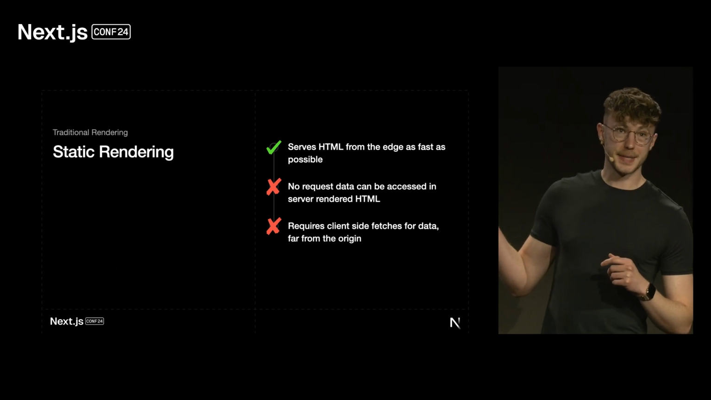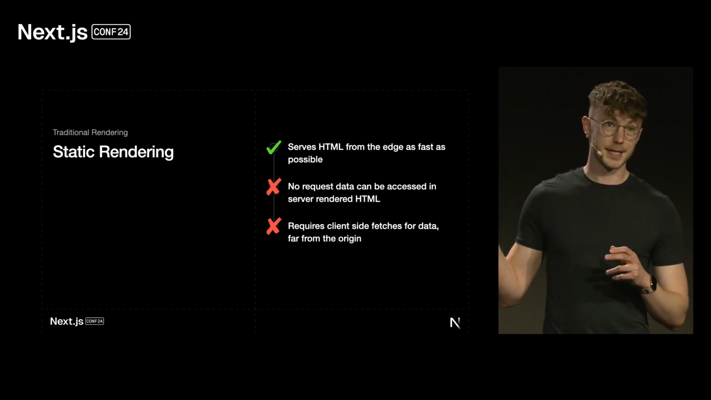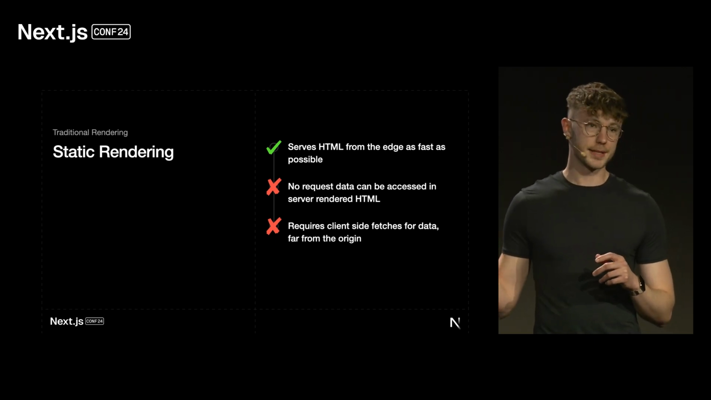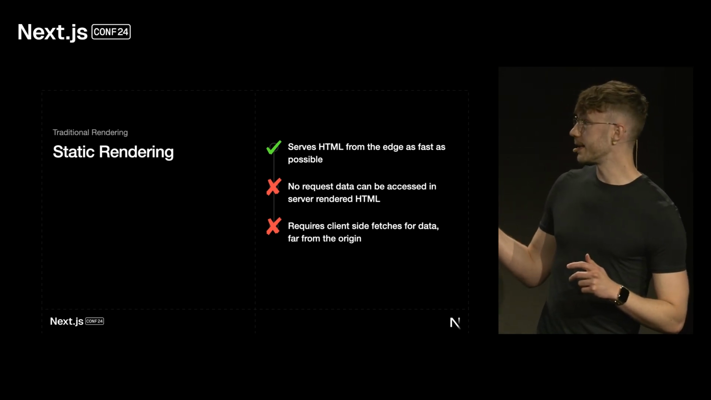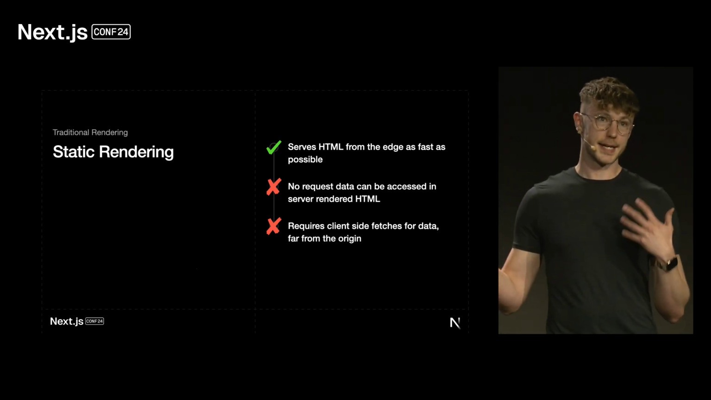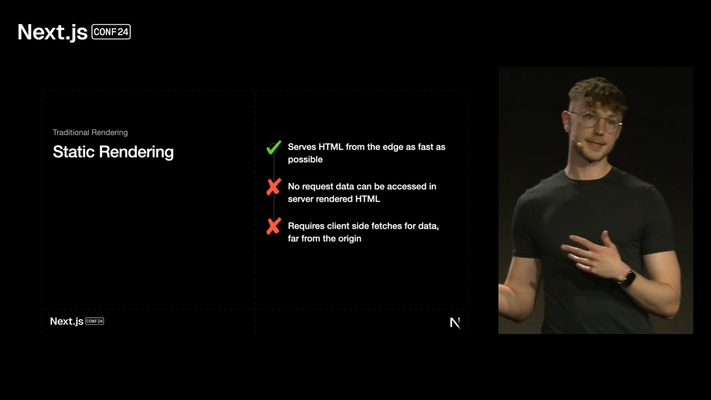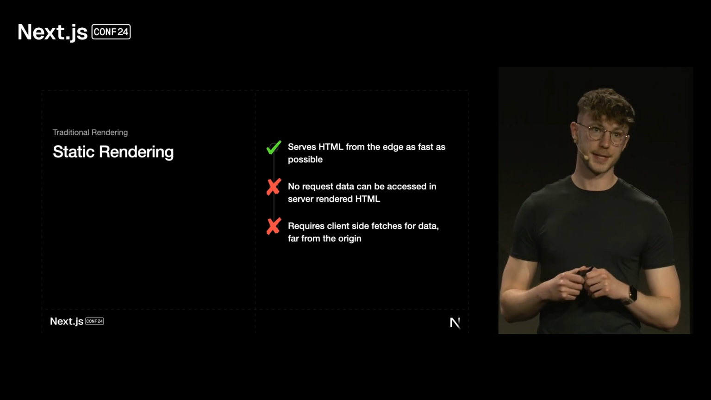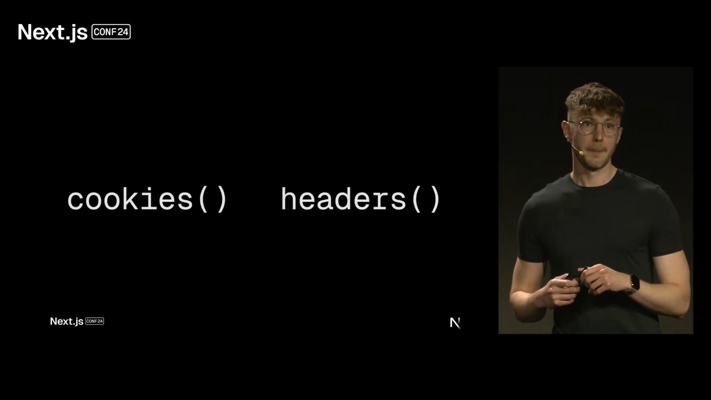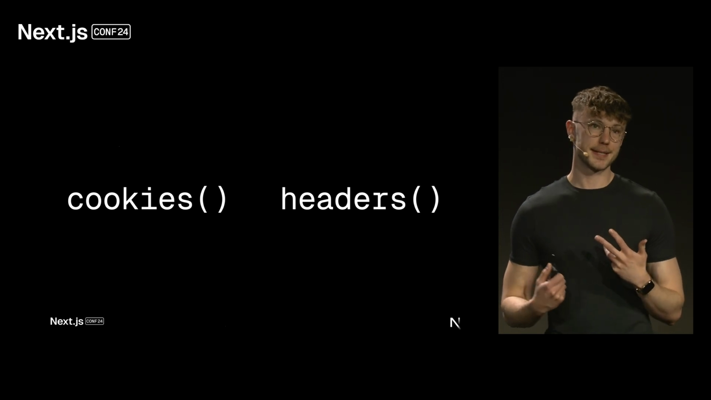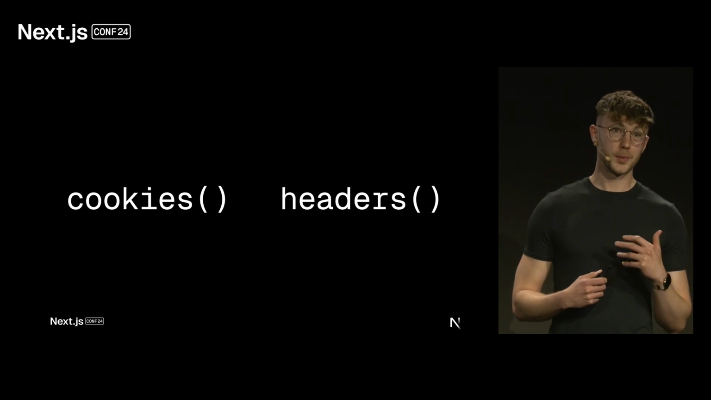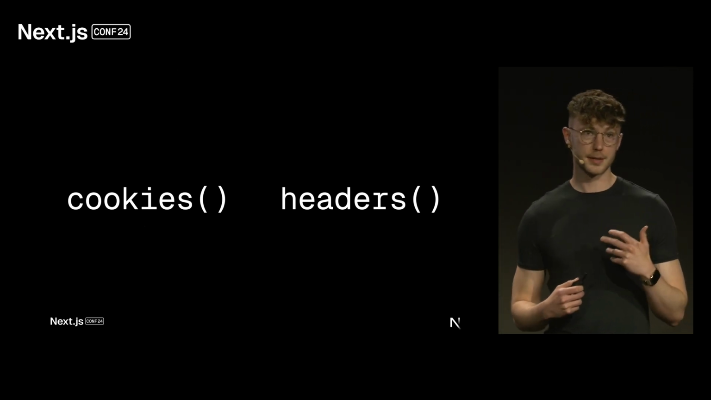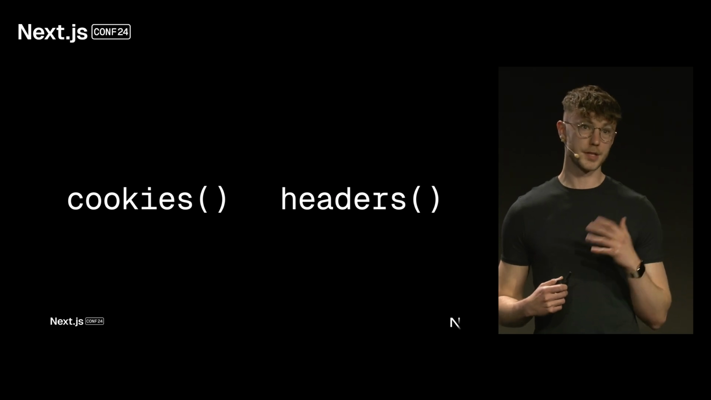Static rendering is known for its speed, where it can deliver the entire page from the edge. We avoid a trip back to the origin to get the initial HTML and can send it directly to users as fast as possible. Static rendering, however, lacks the ability to read request data, and instead has to retrieve the information using client-side requests, resulting in expensive round trips to the origin. In Next.js, when you want to access request data, you call one of the request data APIs, like cookies or headers. These are only available in server components, and once called, the entire page is marked as dynamic and is opted out of static rendering.